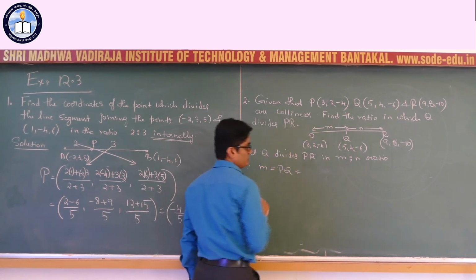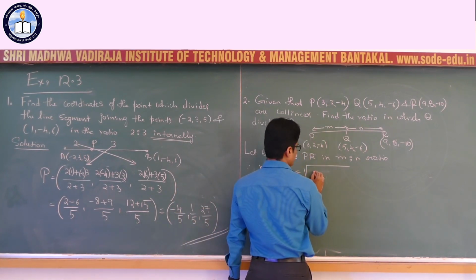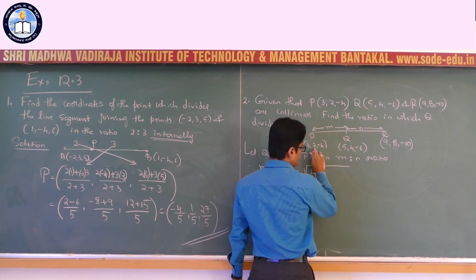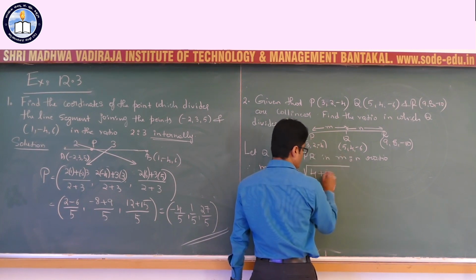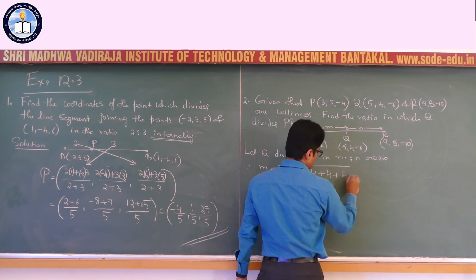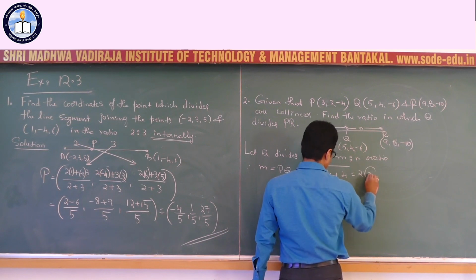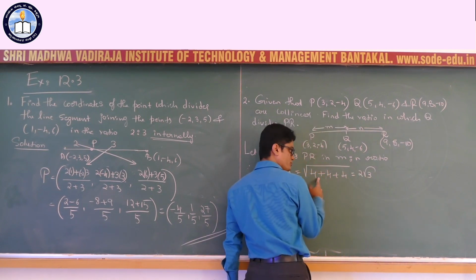Distance formula you can use, right? So that is 3 minus 5, that is 2, 2 squared is 4. 2 minus 4, minus 2 whole squared is 4. Minus 4 plus 6, again 4. So that is 3 times 4, that is 2 root 3. Correct? 3 times 4, so 2 root 3.